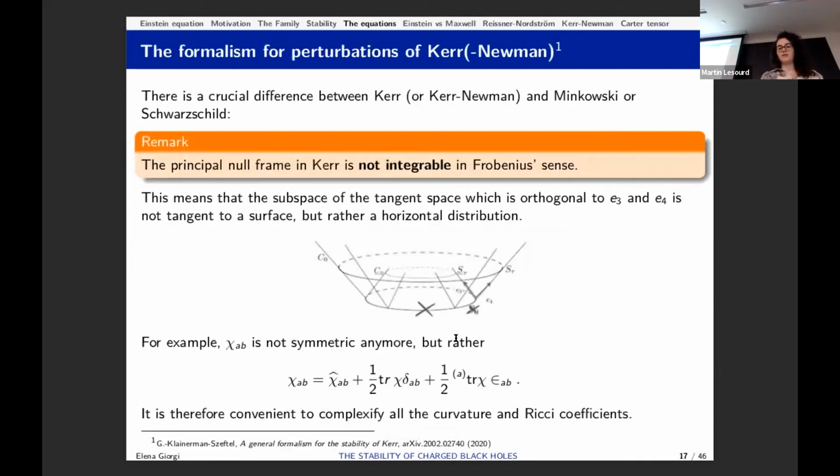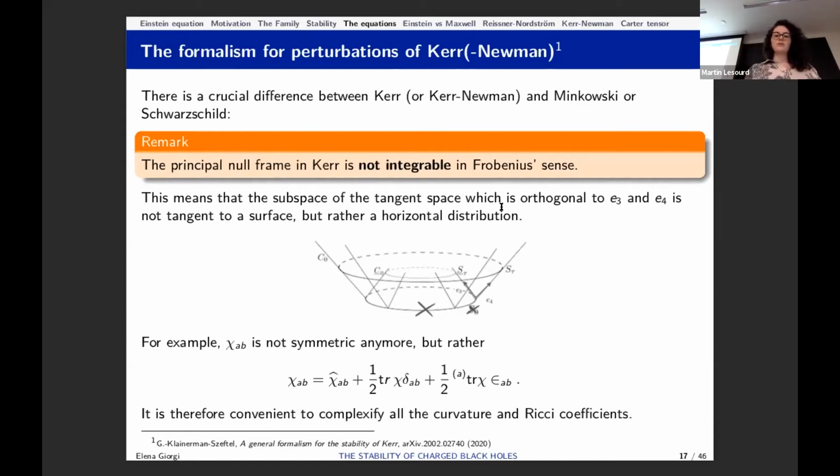Now, what about Kerr or Kerr-Newman? Well, the crucial difference here is that the principal null frame now in Kerr or Kerr-Newman is not integrable in the Frobenius sense. So what does integrable mean? Well, it means that if you take your e3 and e4, your two null vectors, you take the orthogonal space in the tangent space. Then this orthogonal space now doesn't span, it's not anymore the tangent space of a surface. If you think of it as being a tangent space, it doesn't close when you come back. Okay, so it's not a surface.